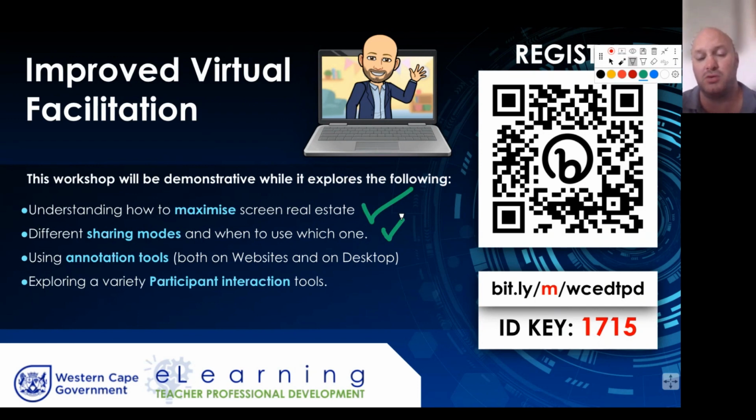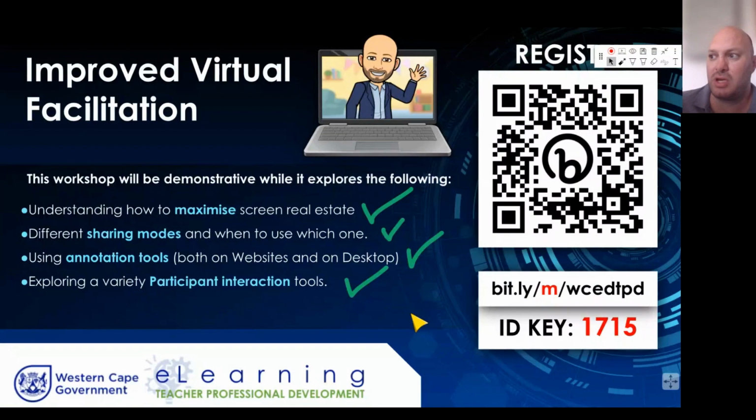Because the platform we use is Teams, we're not going to look at other virtual facilitation tools. They all work differently, whether you're using Zoom or you might be using Google Meet or Hangout. They all kind of have the same basic principles surrounding it. We're just going to talk about the sharing modes. Then we want to talk about different annotation tools we can be using. And then lastly, we want to have a look at participation interaction tools, a couple of things that you can use to get the participants a little bit more involved in the presentation. So the first thing we want to talk about is maximizing screen real estate.